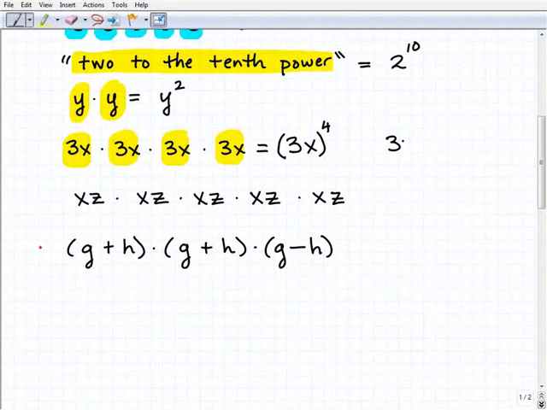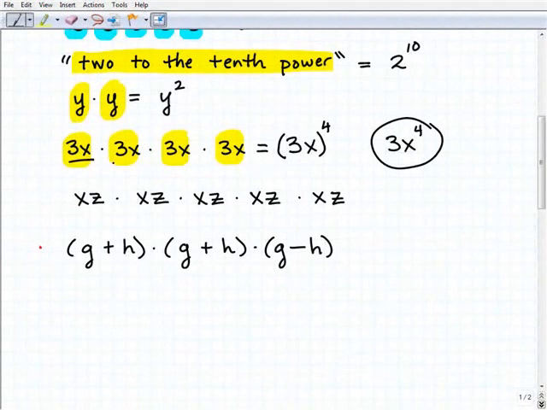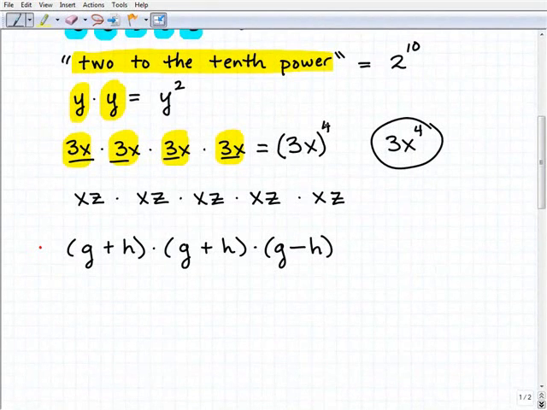Because here, 3x to the 4th, this is actually not technically correct. I'm not going to go into it right now. We'll get into that later on. So just know right now, when you have these variable terms, when there's more than one variable, especially with a number, get in the habit of putting parentheses around it, just like this.